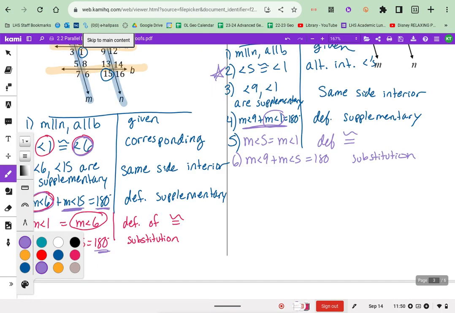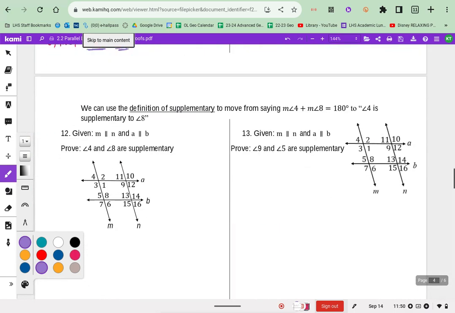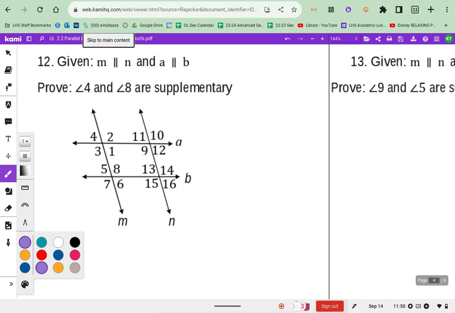I'm gonna pick another one. Let's do number 12 together. And you could do 12 without using linear pairs, because remember, there's usually more than one way to solve a proof. But I'm just gonna, on purpose, do it with linear pairs just so you can see what it looks like, should you need it in the future.